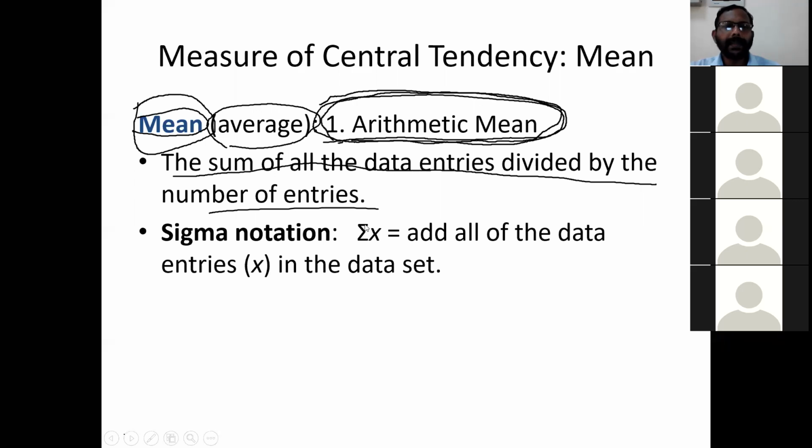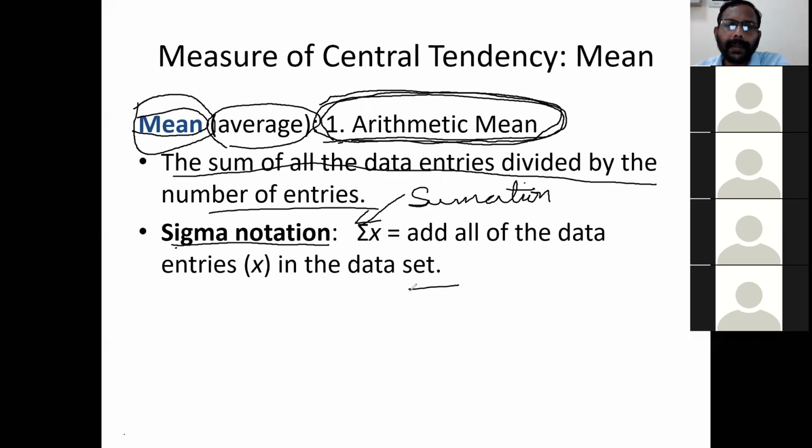In simple terms, first time we are introducing the term, write down the name of the term. This notation, sigma notation, is called summation notation. Summation means adding together, right? For example, this is how we write it: summation of x, summation of y. So this is a variable. X is a variable, y is a variable.